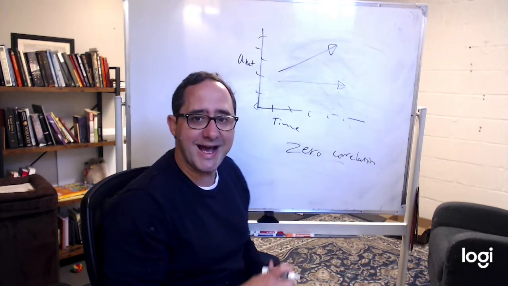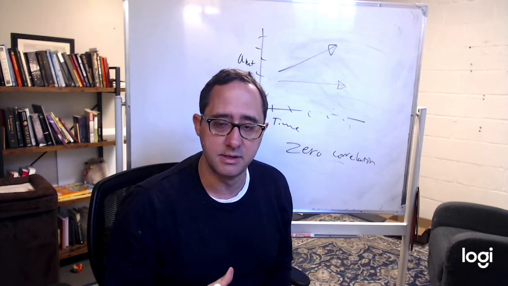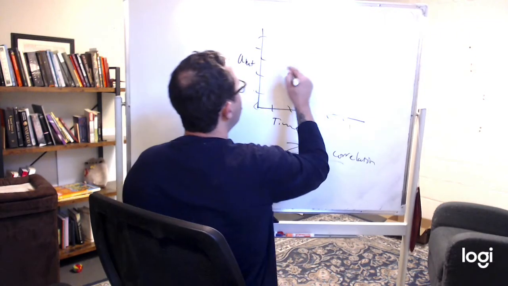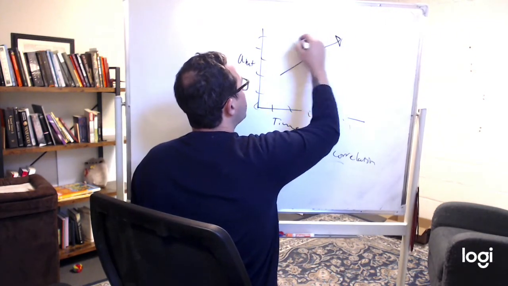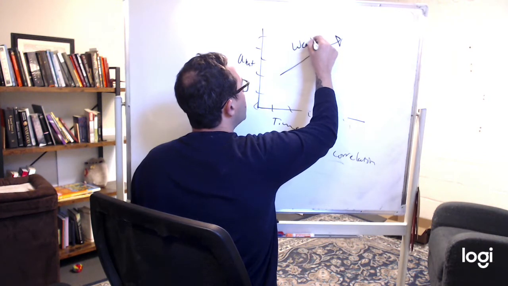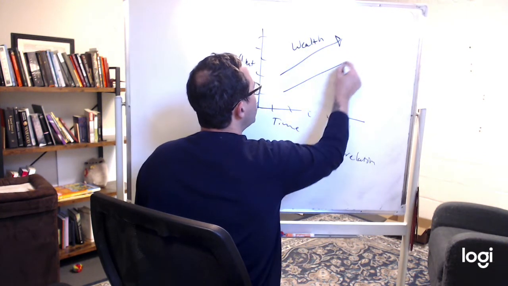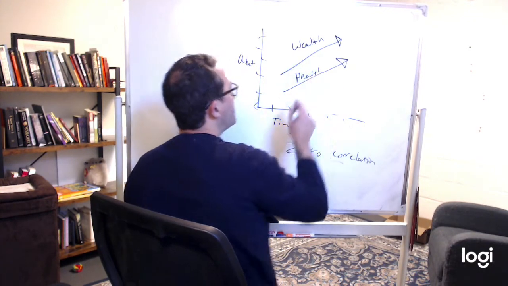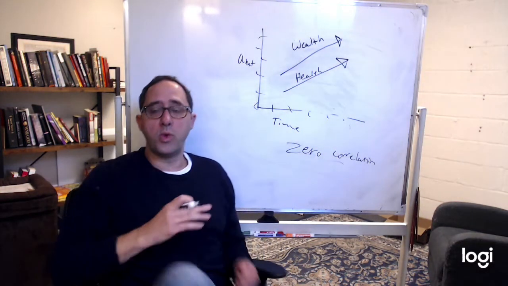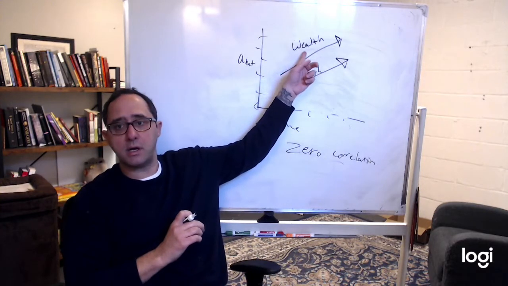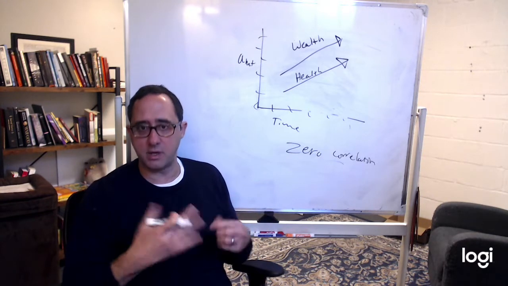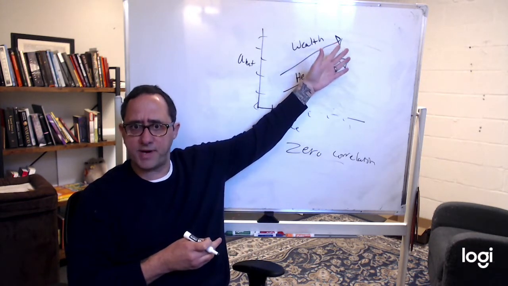But now we have to ask, does one cause the other? Is there causation? So here we go. One is wealth, and the other is health. As wealth, we notice that the more wealthy people are, the more healthy they are. Is there a positive correlation? Let's say we study it for a long time and we notice, yes, there's a positive correlation.